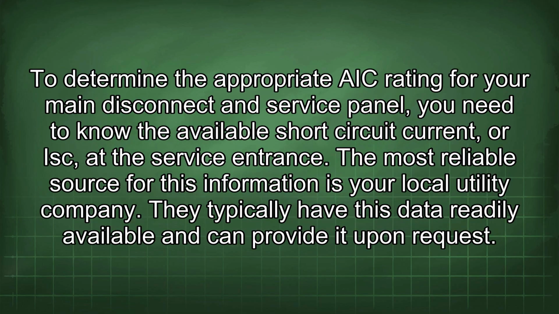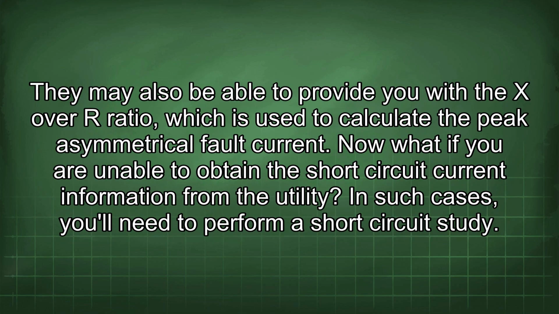To determine the appropriate AIC rating for your main disconnect and service panel, you need to know the available short circuit current, or ISC, at the service entrance. The most reliable source for this information is your local utility company. They typically have this data readily available and can provide it upon request. They may also be able to provide you with the X/R ratio, which is used to calculate the peak asymmetrical fault current.